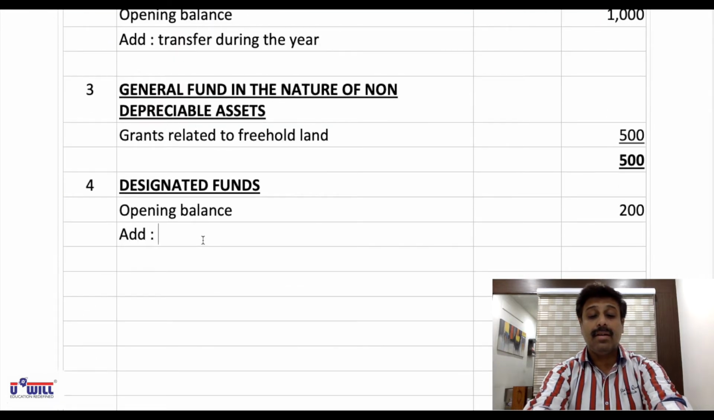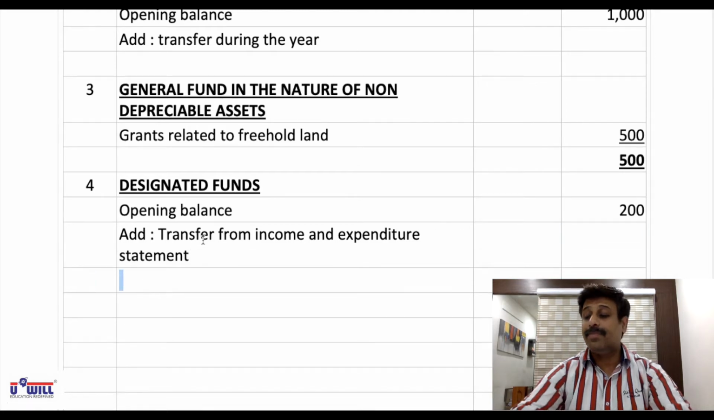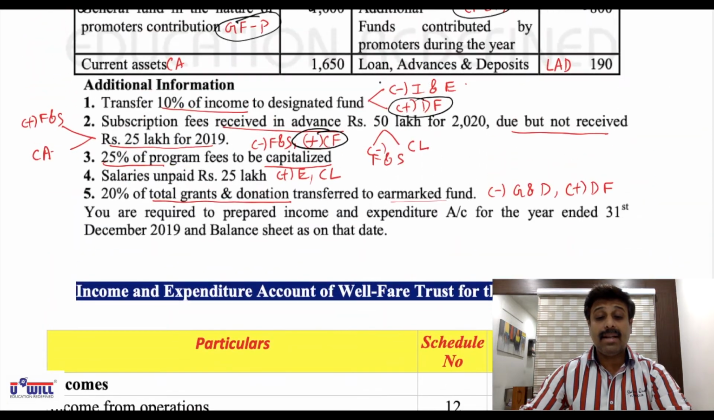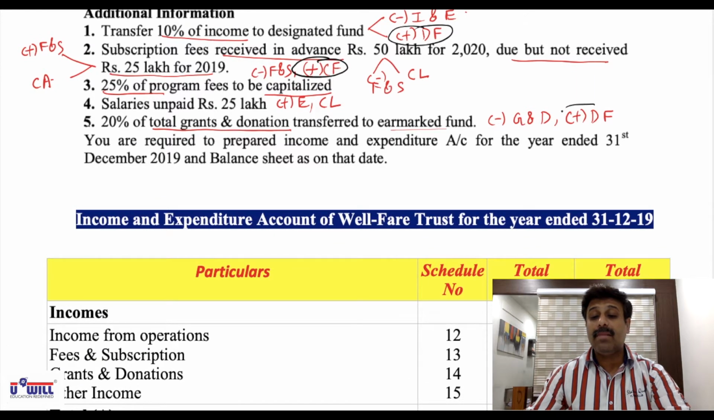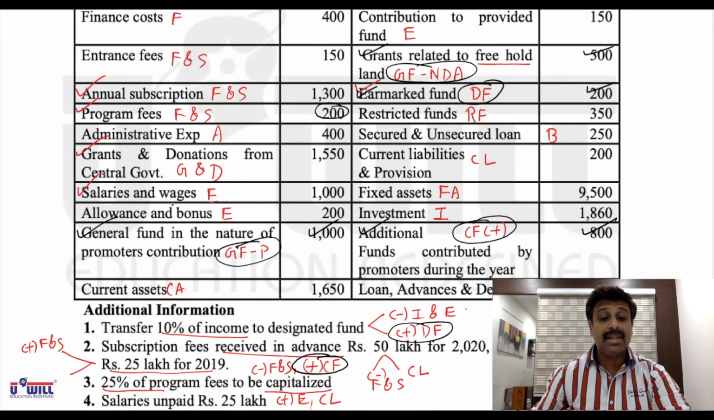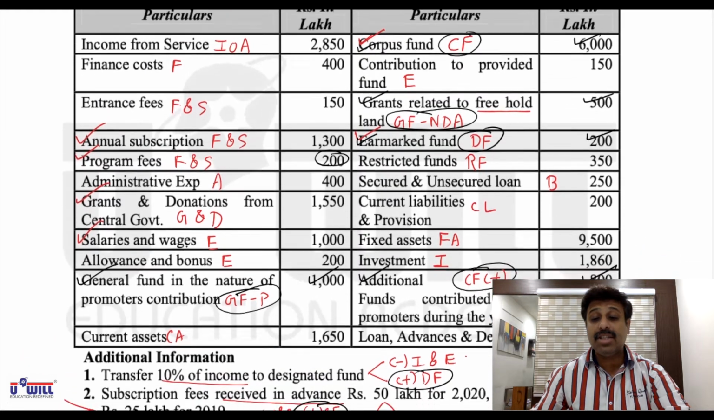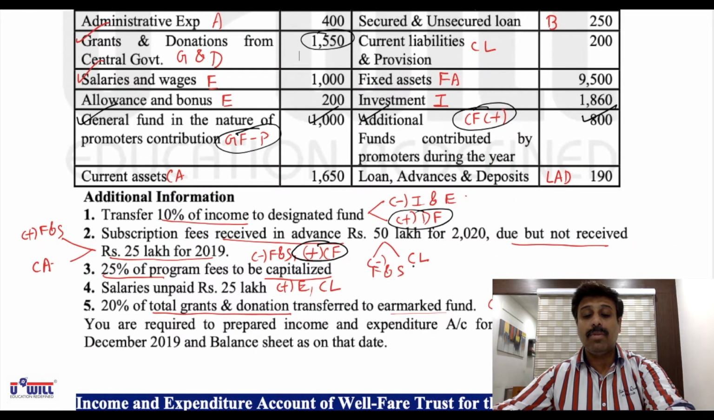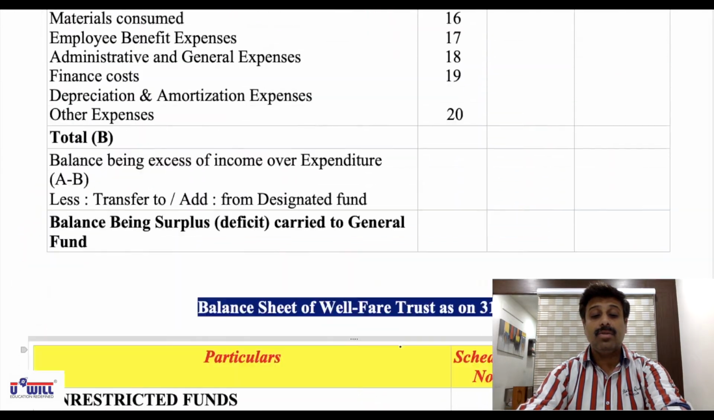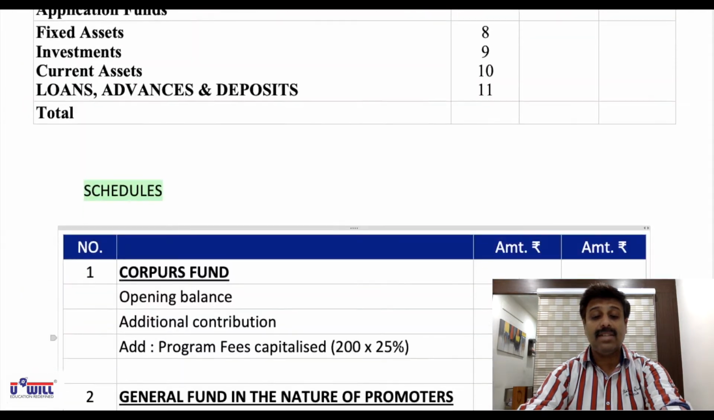Add transfer from income and expenditure statement. That will come to know at the end. So we'll leave space for that. Then any other item marked in adjustment as DF. Fifth adjustment. 20% of total grants and donations are to be earmarked funds. You can see total grants and donations over here. There is only one item marked as GND, and that is this 1550. 20% of that 1550 would be transferred to designated fund. So, okay, 20% of 1550.